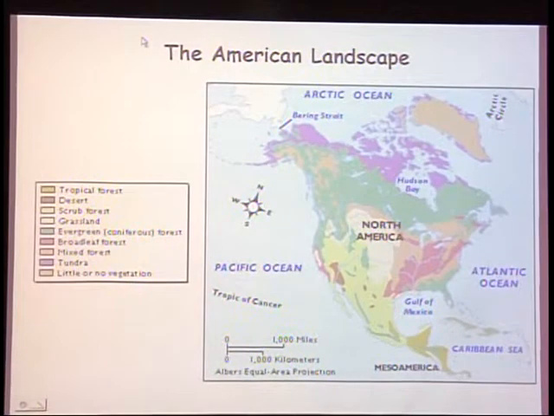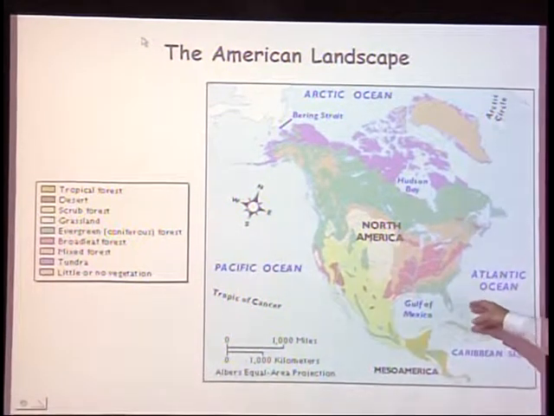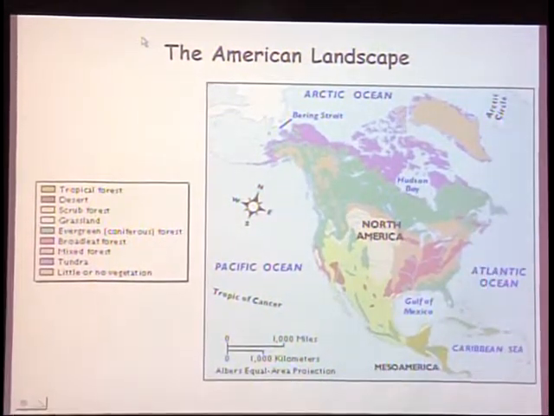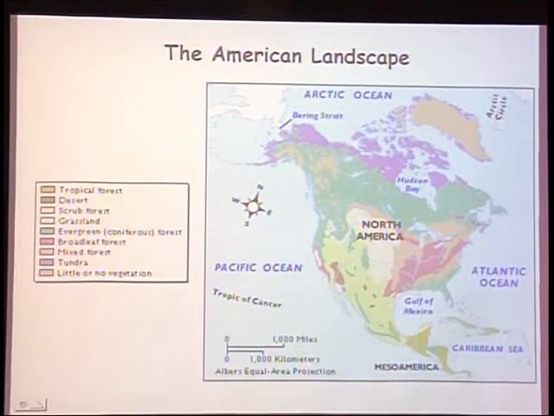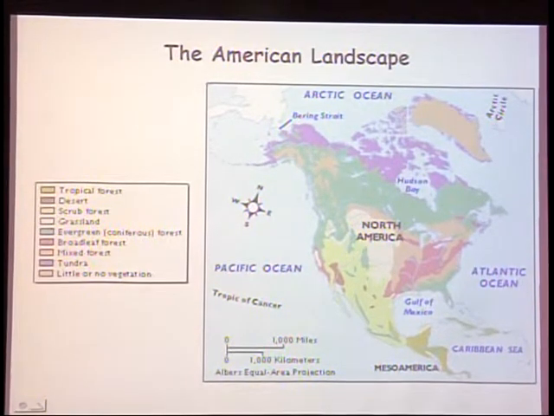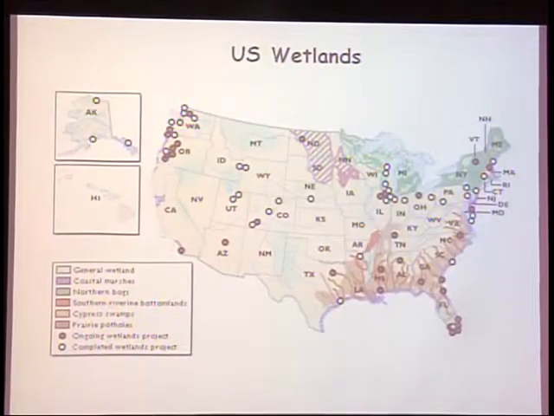Vegetation. Okay, here's a representation of the different kinds of vegetation we have in the United States. It varies from tropical forest to tundra to mixed forest, grasslands, and everything in between. Wetlands located in the United States. Every one of these dots represents some type of wetland, whether it's a marsh, a swamp, or a bog. Lots of different wetlands in the United States.